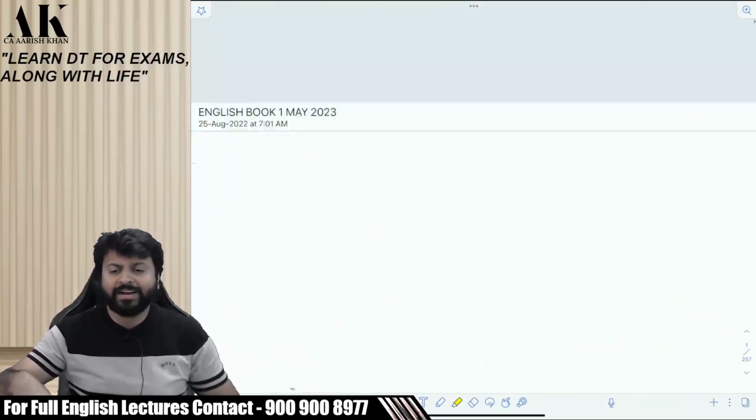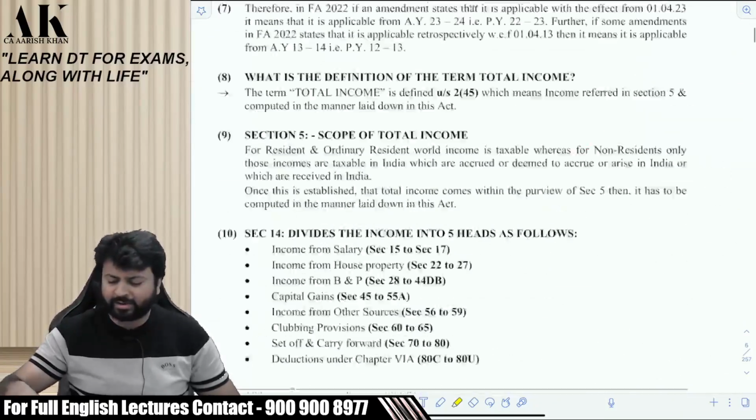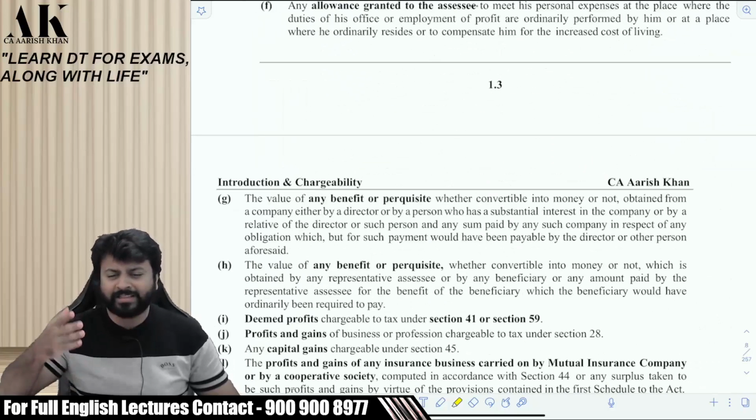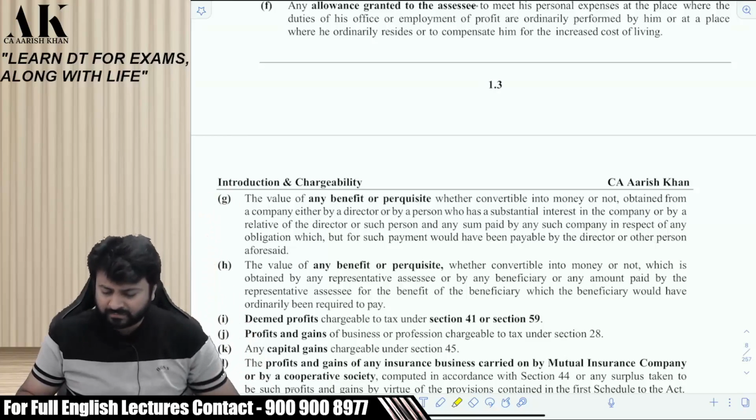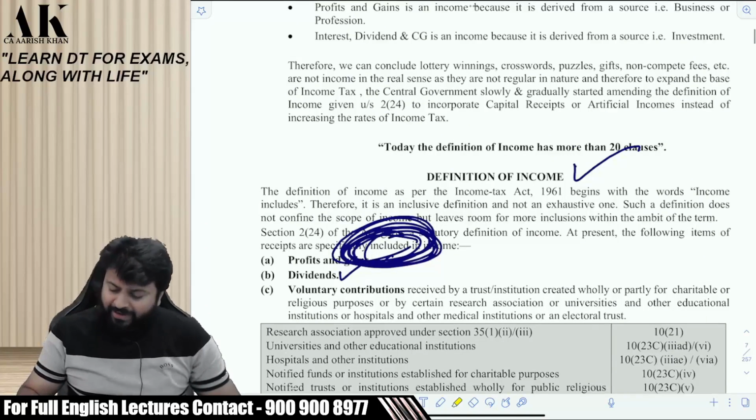Is the income defined under this? Let us try to understand everything very logically. If you go on by hearting the things, how much will you remember? Let me know. How much will you remember at a particular point of time? Logic will only work.